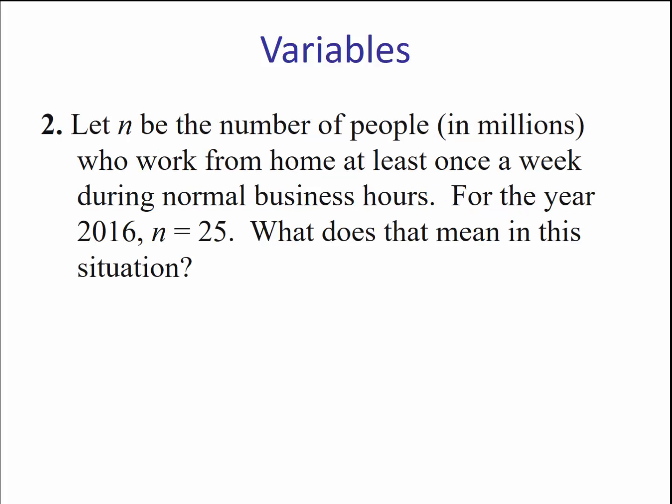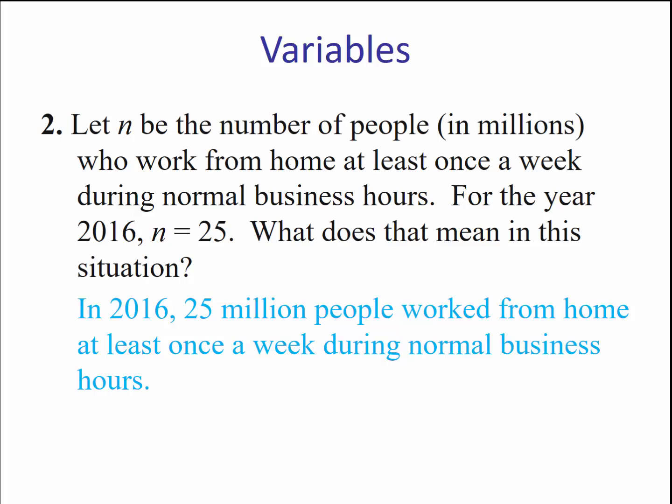Number 2. Let N be the number of people in the millions who work from home at least once a week during normal business hours. For the year 2016, N is equal to 25. What does this mean for this situation? In 2016, 25 million people work from home at least once a week during normal business hours.